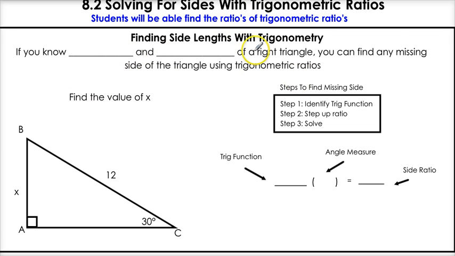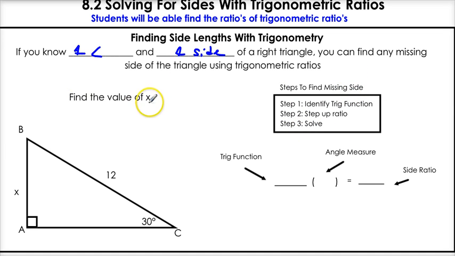We want to be able to find the missing side of a right triangle. And I'll tell you this: if you know one angle, not the 90-degree angle, one other angle, and one side of a right triangle, you can find any missing side of a triangle using trig. And the way you do it is you follow these steps.